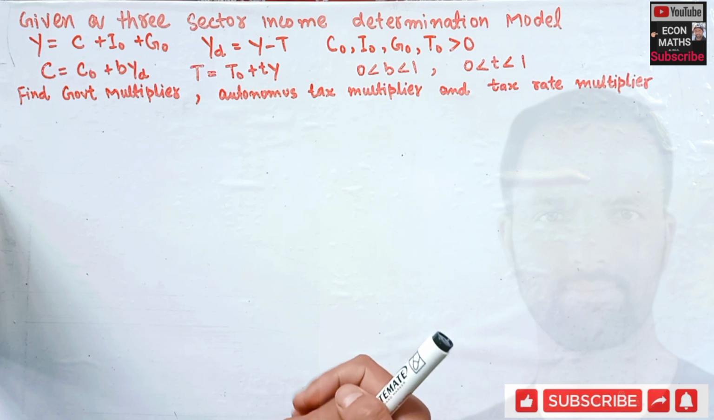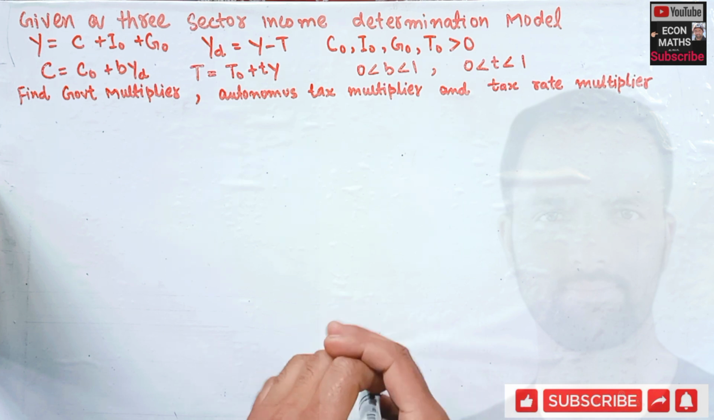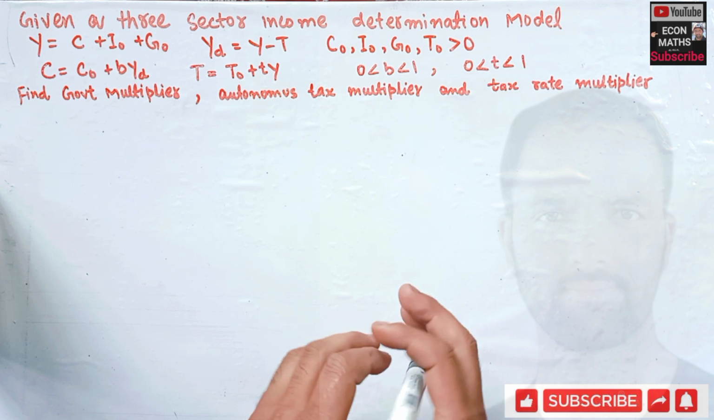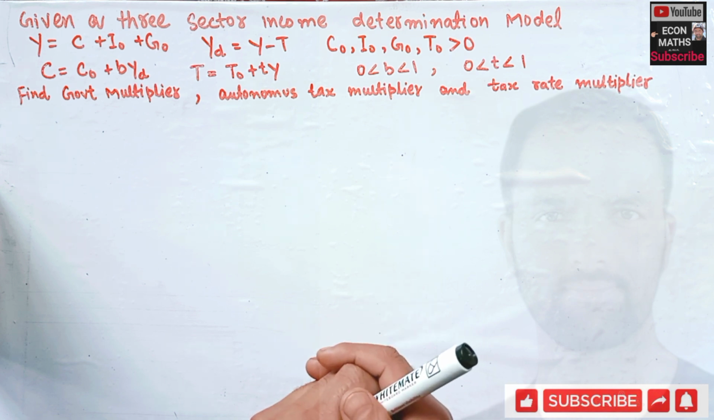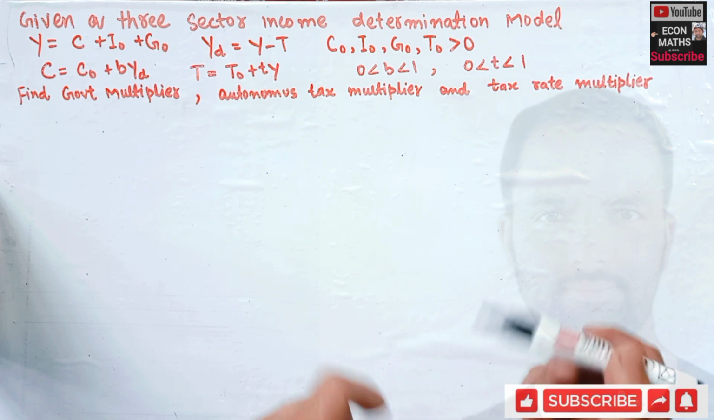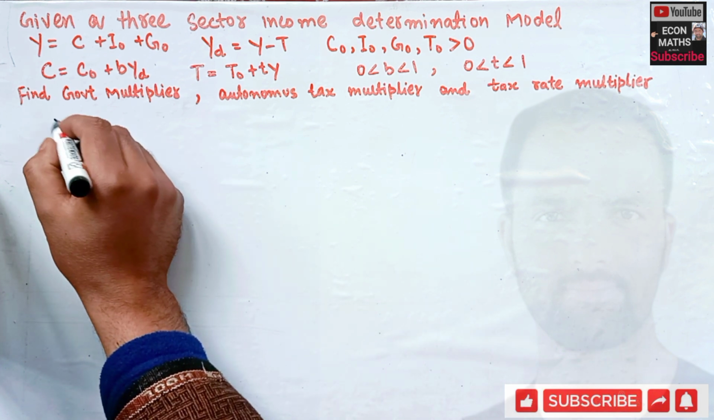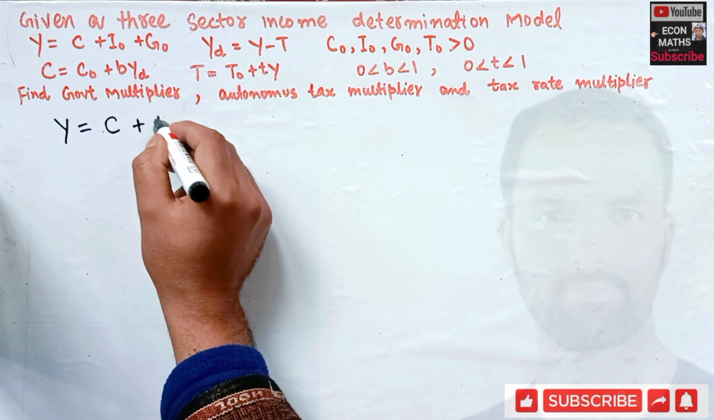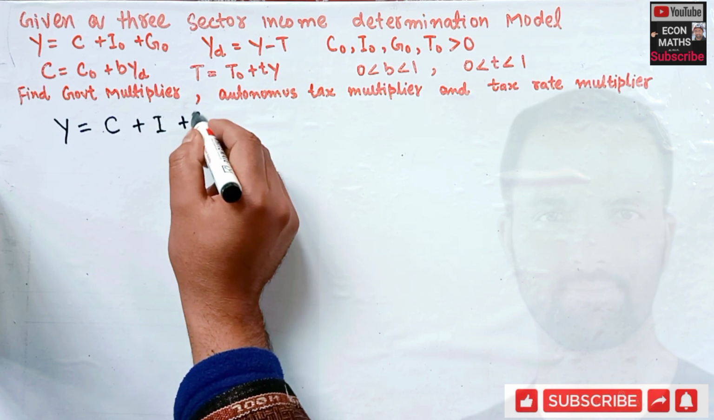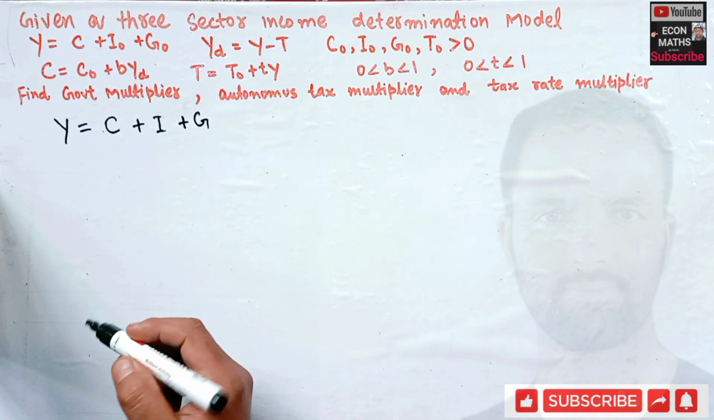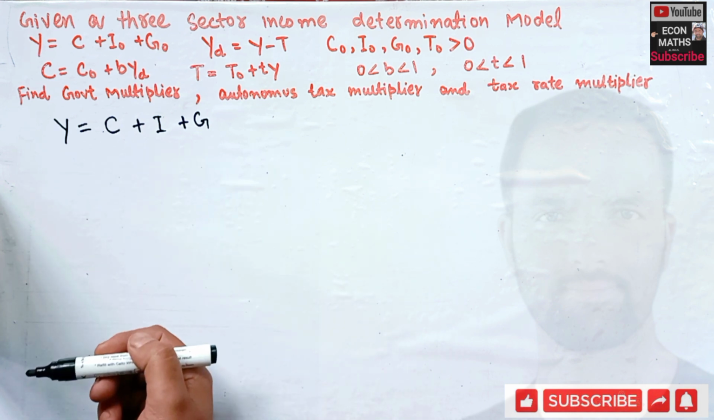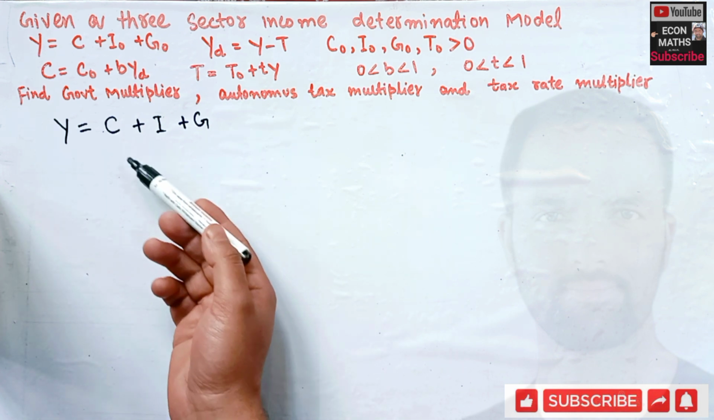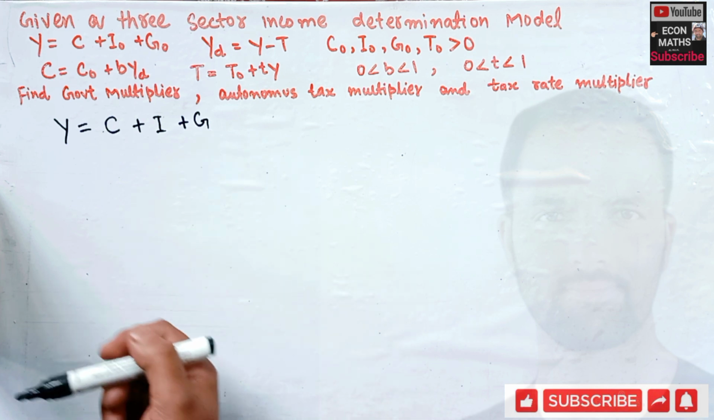Okay, so how do we solve this, or how do we find the different multipliers? First we will solve for the equilibrium level of income. For the equilibrium level of income we know Y is equal to C plus I plus G. Okay, this is our equilibrium income model, where output is equal to consumption expenditure plus investment expenditure plus government expenditure.